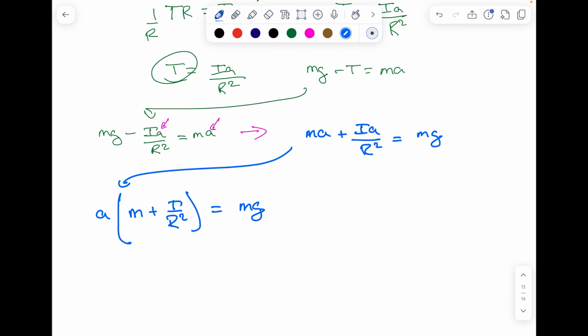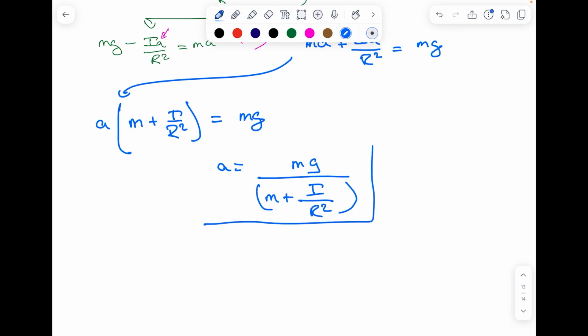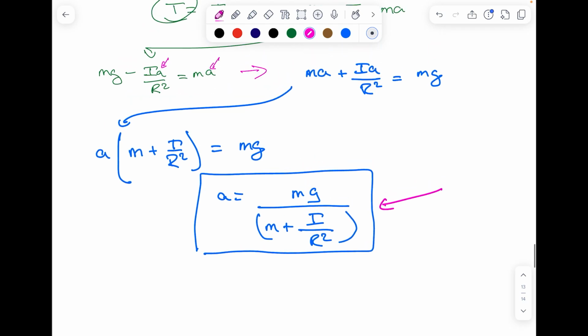Now, I can rearrange this. I can just say A is equal to mg divided by the quantity m plus I over R squared. And there we have the answer. I thought you could simplify this a little bit further, and the more I think about it, that's good enough. As long as you got A in these terms, that's how you would solve the third question.